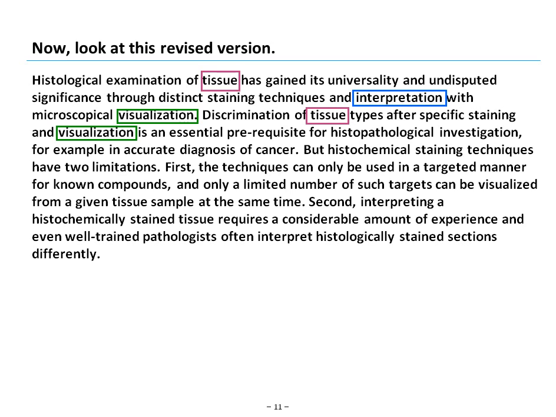Tissue, interpretation, visualization. We see two limitations. First, second, the meaning is still conveyed, but this passage is so much easier to read because the same words are being used for the same ideas.